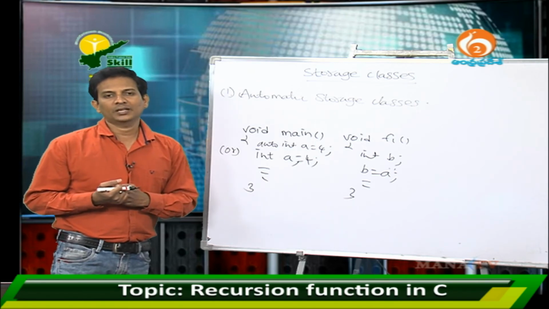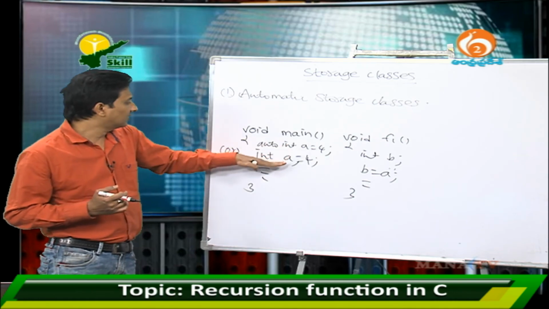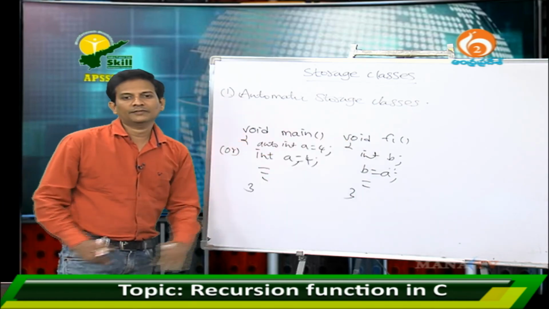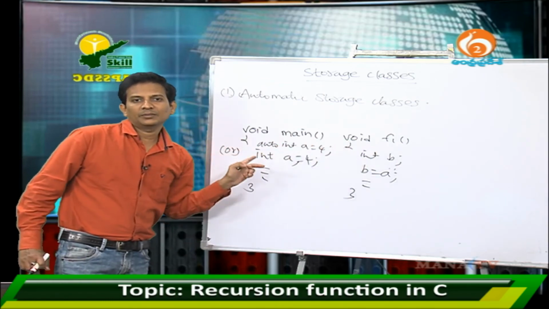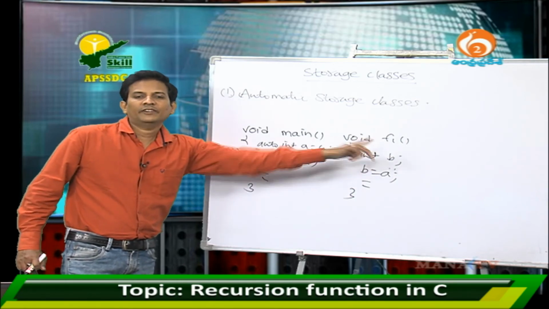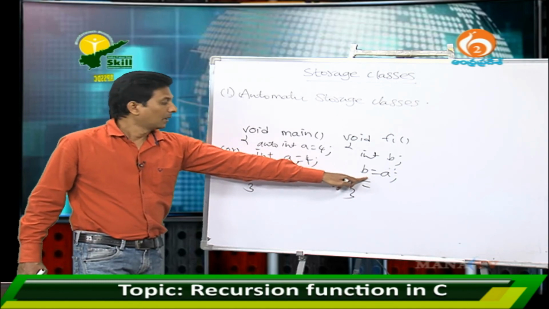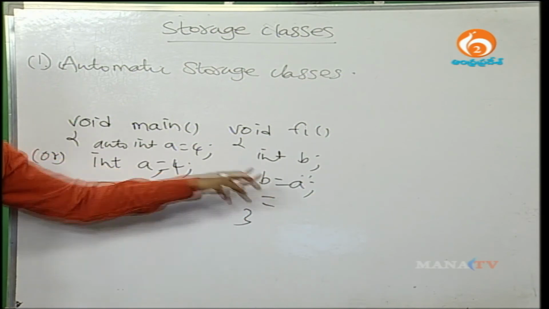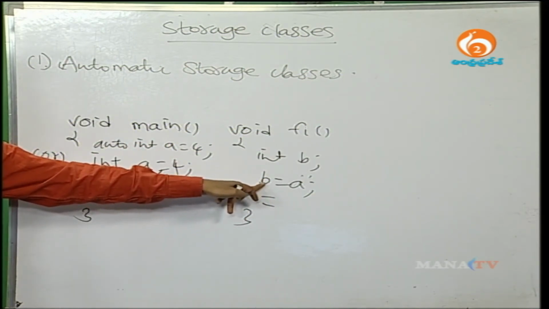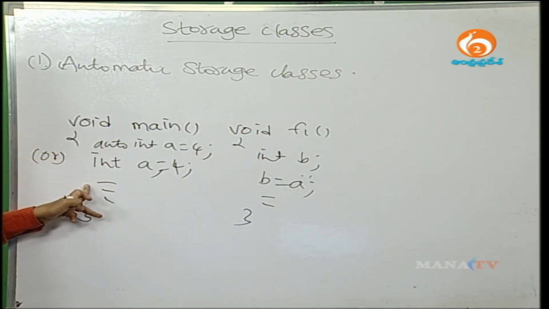This automatic variable is also called a local variable. Local means a is local to the main function, and b is local to the f1 function. Here b is not visible in main, and a is not visible to f1. Here b equal to a gives an error because a is local to main but not here. Likewise, printf b in main would also give an error because b is local to f1. Whenever the control reaches the closing braces, a is going to be lost. I cannot retrieve the value because it is a local variable.